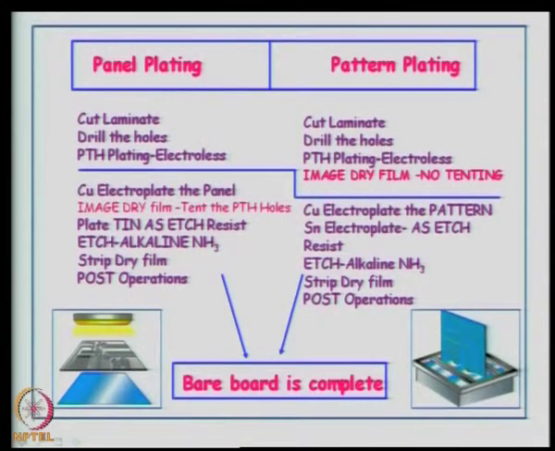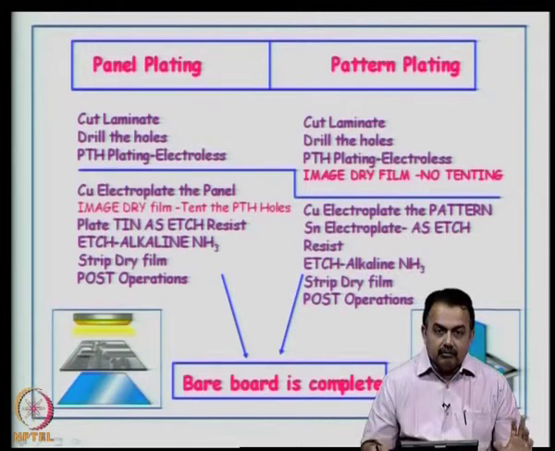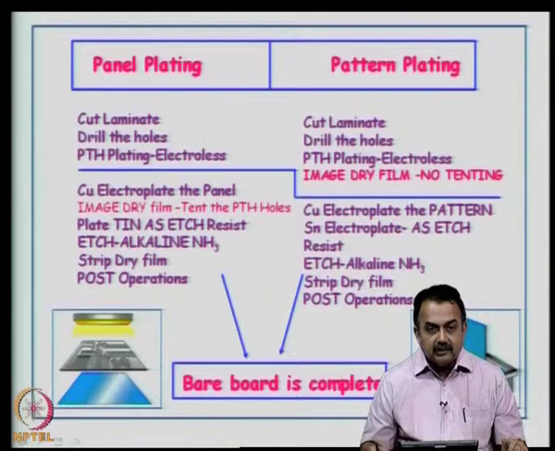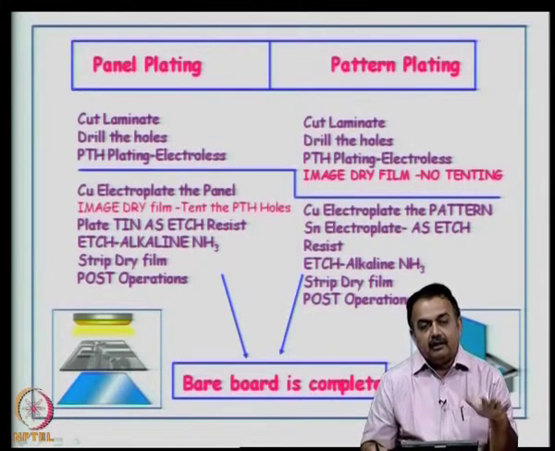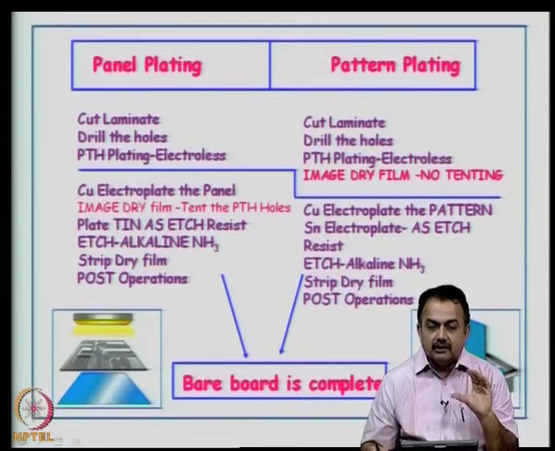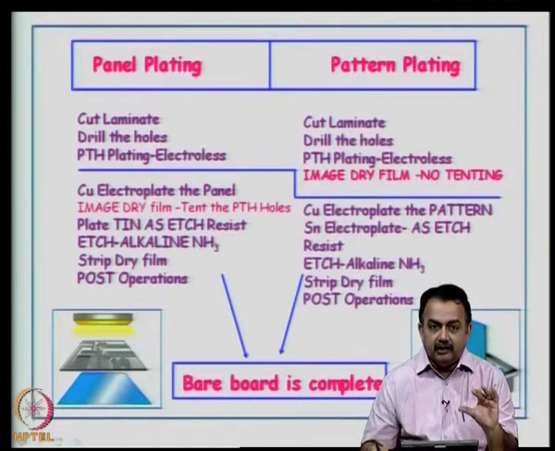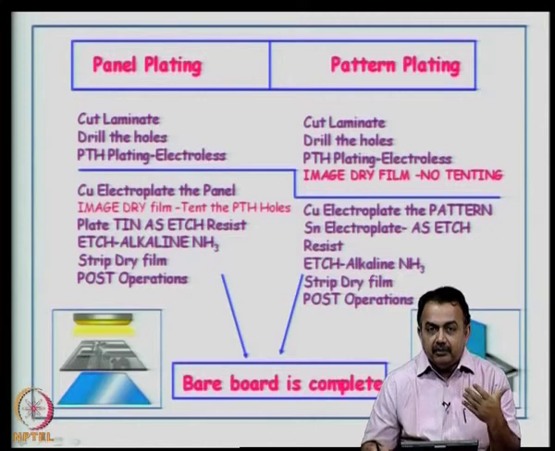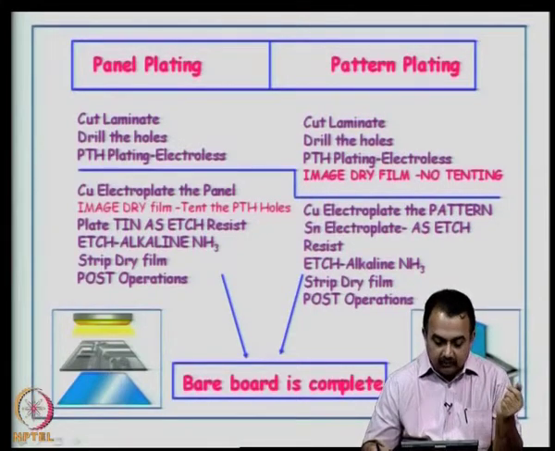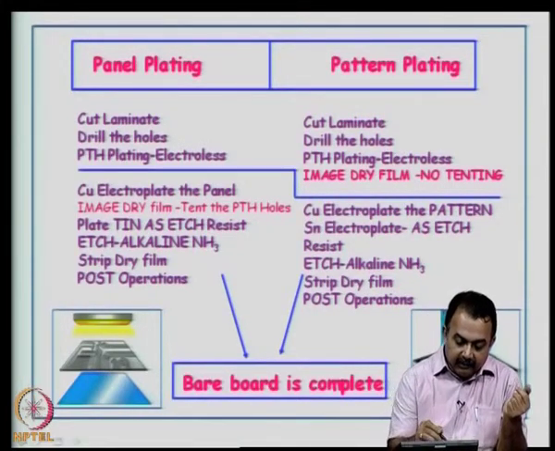Coming back, panel plating and pattern plating are two important routes in board manufacturing. Panel, as the name indicates, means the entire panel will be plated including the hole walls, whereas in pattern plating only the selected circuit pattern areas will be plated, not all the areas. When you use which depends on the process step that you have finalized and the thickness that you require for the final circuit pattern. Let us look at panel plating first.